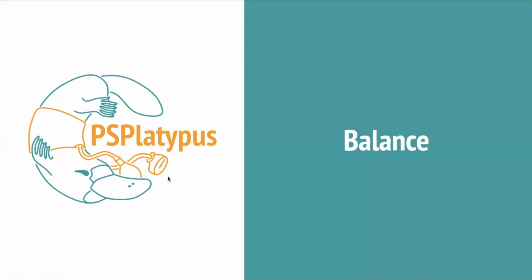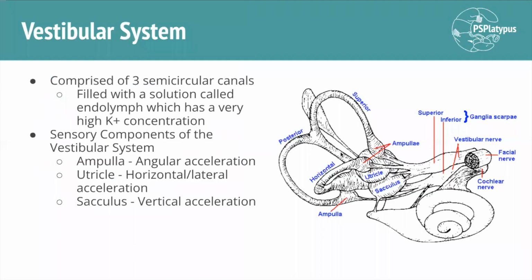So today we're going to be looking at balance. Balance in the human body is chiefly controlled by the vestibular system, which acts to measure and interpret motion and movement around the body. It is comprised of three semicircular canals, with that being the superior, posterior, and horizontal.